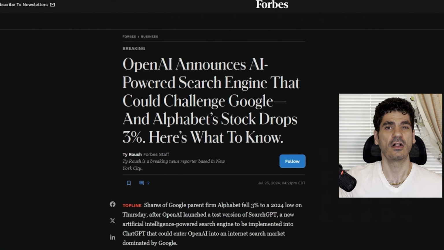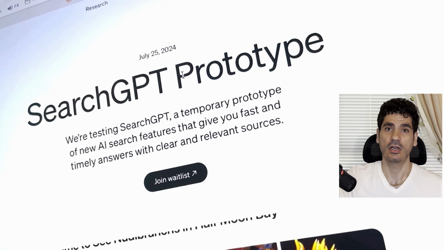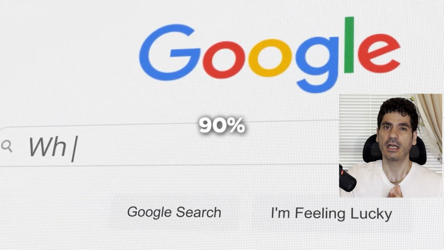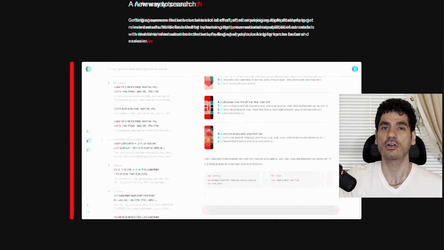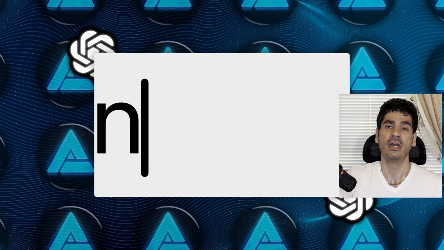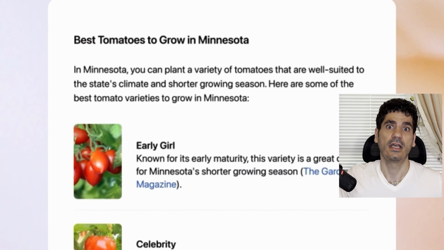Alphabet shares fell almost 4% after hours when OpenAI announced SearchGPT, and this is because Google currently has 90% of the total search revenue among companies. So SearchGPT is a very direct competitor facing Google, and it's obviously paying off.